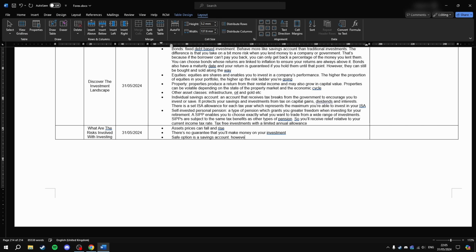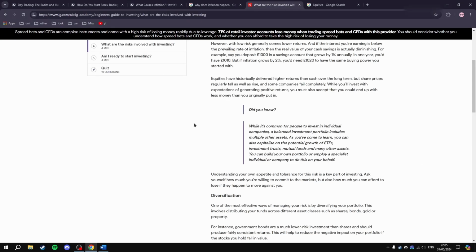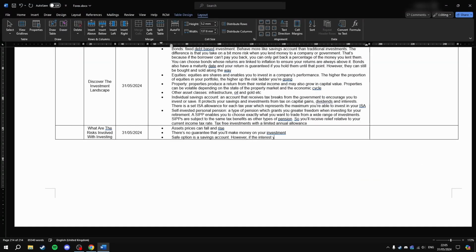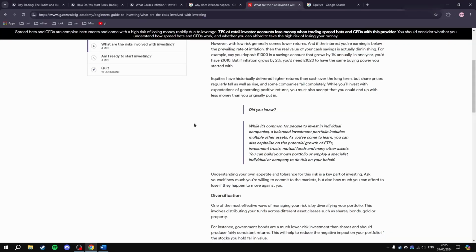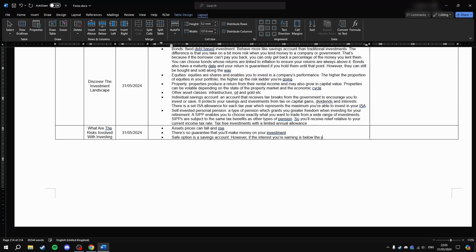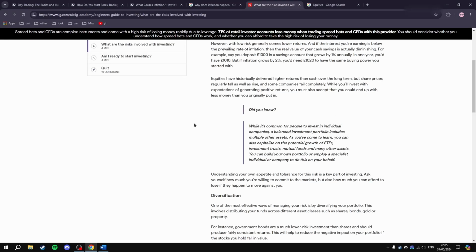However, if the interest you're earning is below the prevailing rate of inflation, then the real value of your cash savings is actually diminishing.